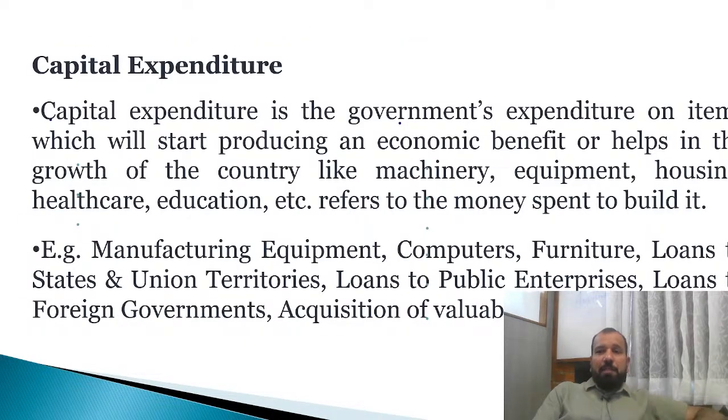Capital expenditure is government expenditure on items that will start producing an economic benefit and help in the growth of the country, like machinery, equipment, housing, healthcare, education; it refers to the money spent to build them. So whenever the government of India plans to create a long-term asset, the money they spend is called capital expenditure. Building new hospitals, new schools, railway lines, airports, manufacturing equipment: this is called capital expenditure. So opening new hospitals, new universities, new IITs, building highways, airports and seaports comes under capital expenditure.